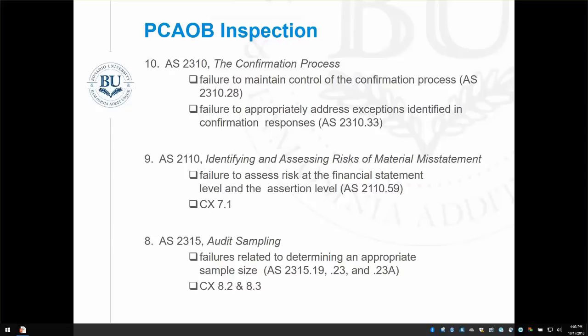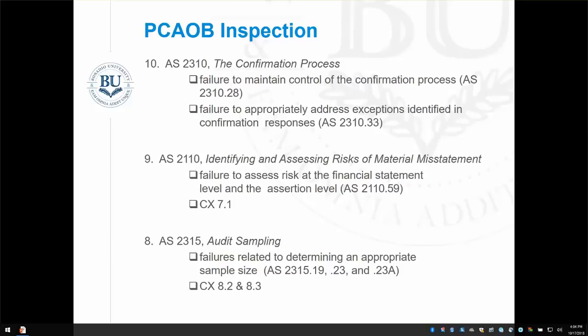a couple of things that they did note or have been seeing is failure to maintain control of the confirmation process. So they may make the selections, have internal audit do all the testing, and are not controlling it. So we obviously have to control the mailing of those confirmations and the receipt of those confirmations.